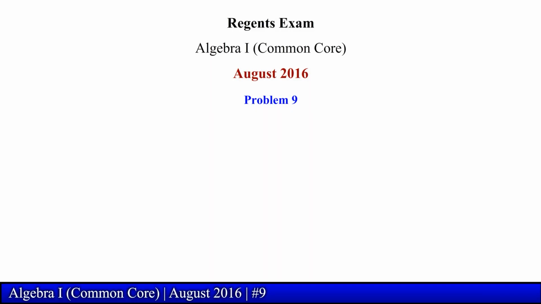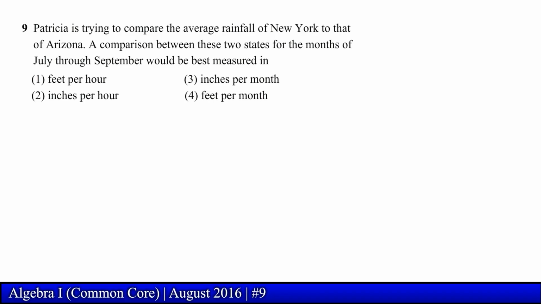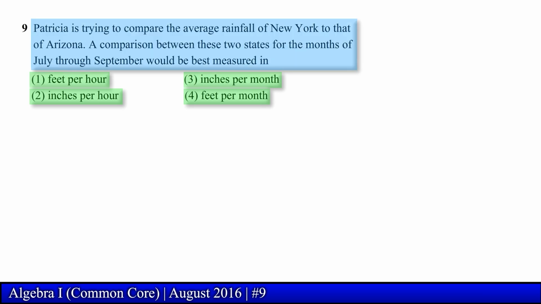Regents Exam, Algebra I, August 2016, problem number 9. Patricia is trying to compare the average rainfall of New York to that of Arizona. A comparison between these 2 states for the months of July through September would be best measured in. This problem requires us to choose the best answer that completes the statement above.